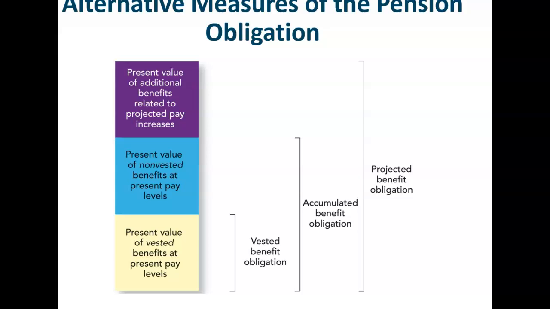Remember, there is but one obligation. These are simply three different ways to measure it. The relationship among the three is depicted in this illustration. The PBO includes everything. The present value of the non-vested ABO. The ABO includes the non-vested and vested, and the present value of the vested benefits just includes the present value of vested benefits.